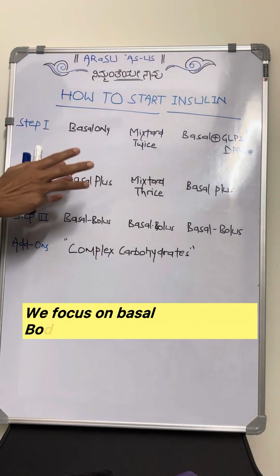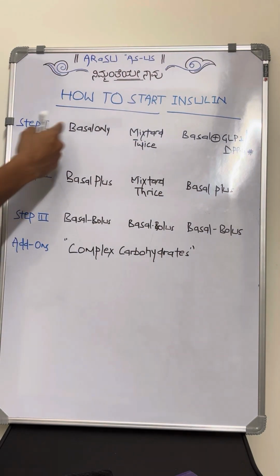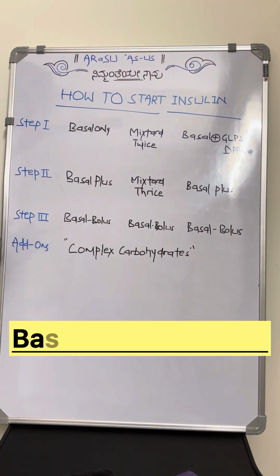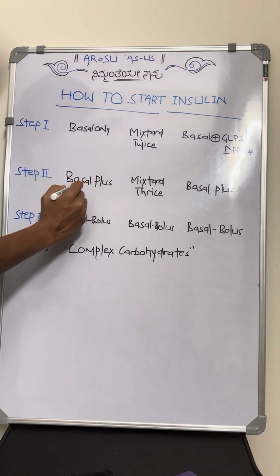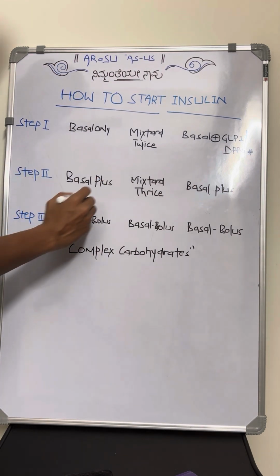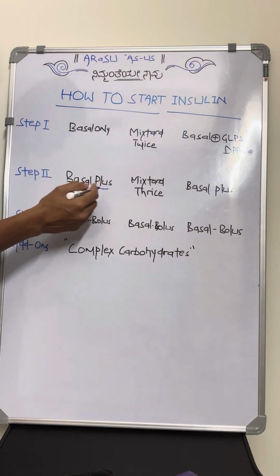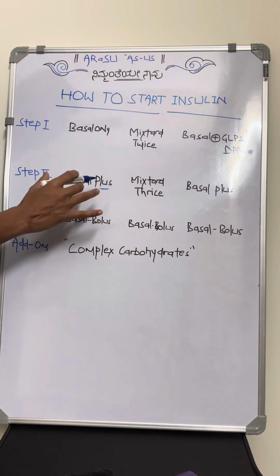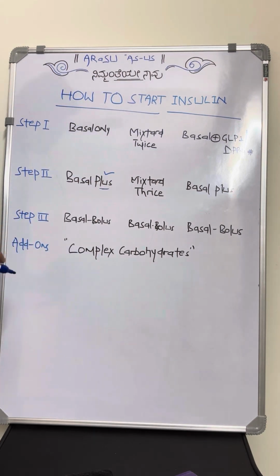Suppose the patient is not having sugar control even with that step 1, and HbA1c is not controlled, we'll go for step 2. In this one, we mainly call it basal plus therapy. So in basal plus, we will be giving basal therapy. Along with that, we have to assess the meal pattern of the patient. Whenever there is a large meal, we will add short acting insulin for that particular meal only. This is called basal plus therapy.